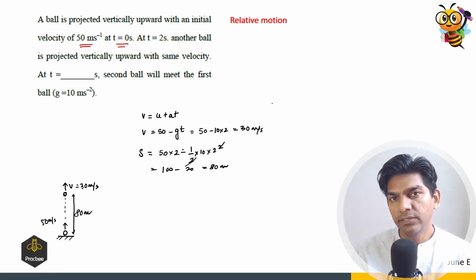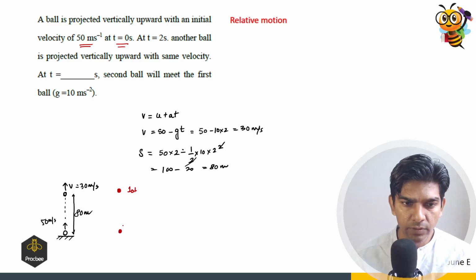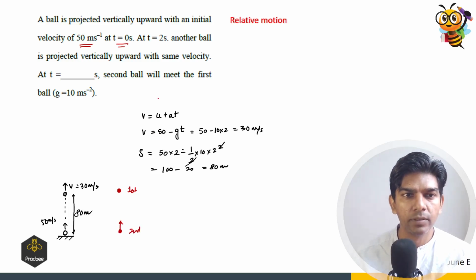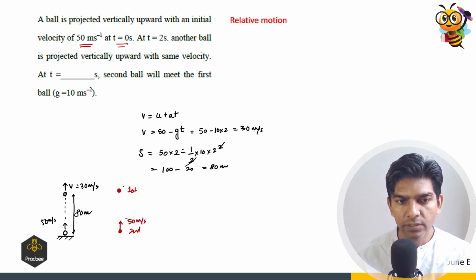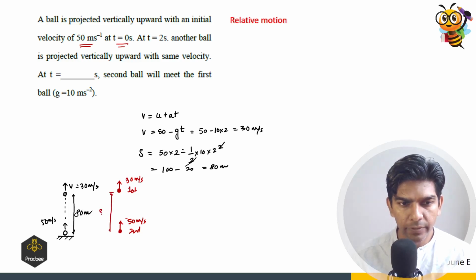Now we are releasing this, now we are throwing the second ball. So let me show that instant. So we have the first ball. Now we are throwing the second ball with certain velocity. Same velocity, right? So that is 50. And at this instant the velocity of the first ball is 30 and the distance between them is 80.